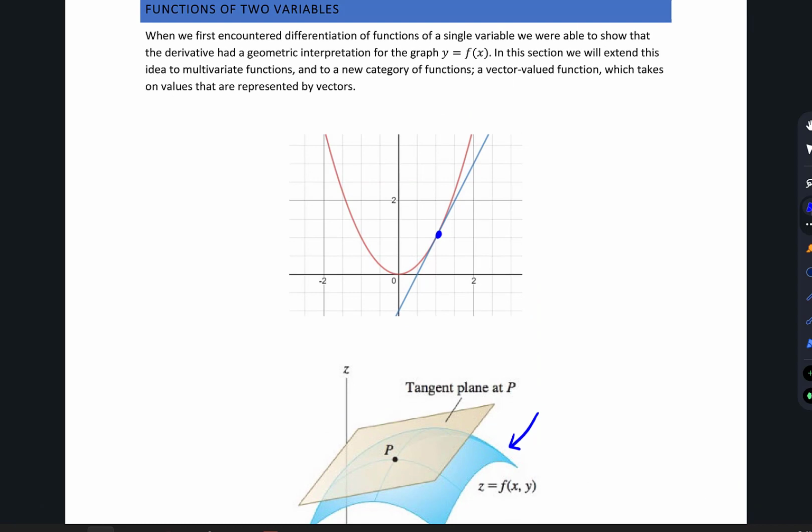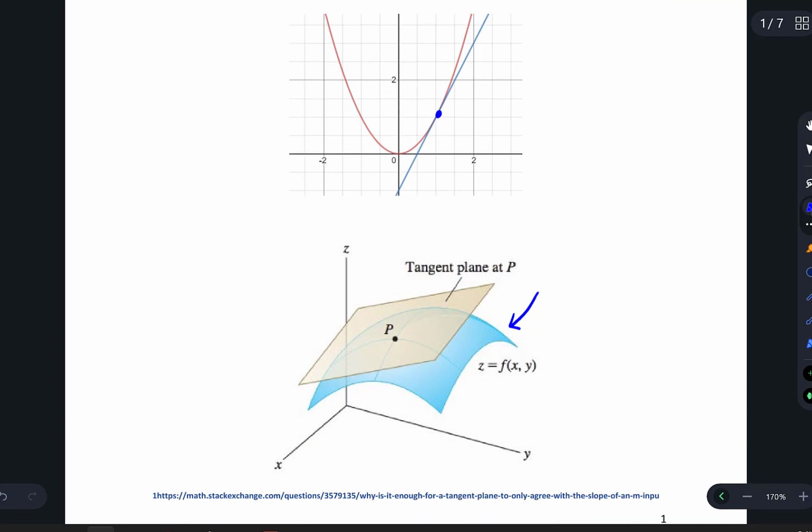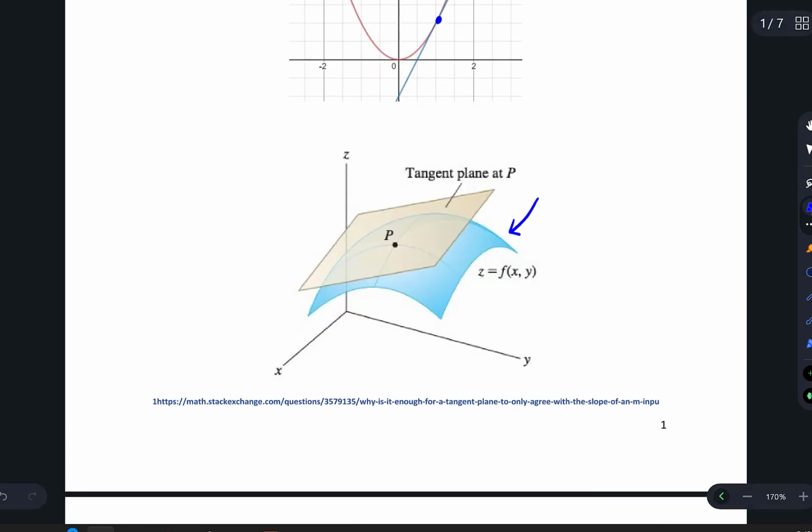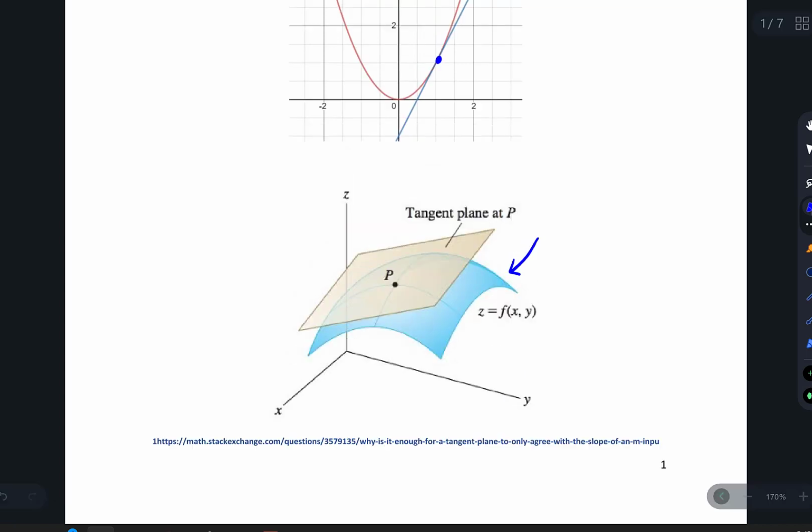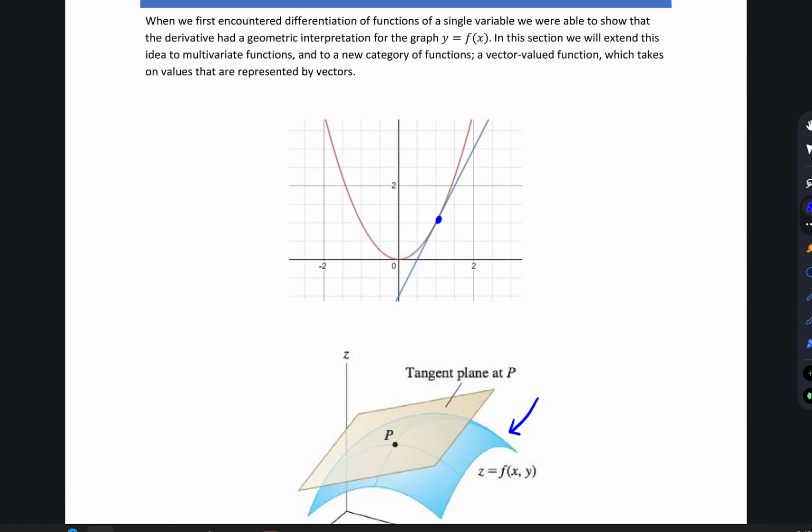Originally, we would have a tangent line. So it makes sense that if we add a second independent variable, then the geometric interpretation of the derivative is also going to expand by one dimension. Now instead of a line, we're going to have a plane. It's very similar. If we were to evaluate the derivative at a single point, here the point P, we can see that the tangent plane is going to touch the surface at the point P, very similar to when we looked at a tangent line.